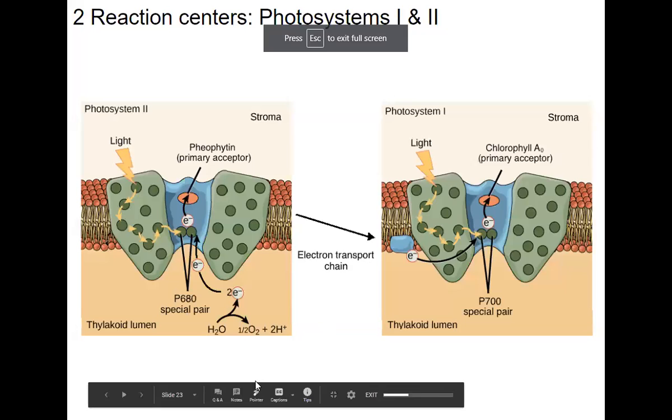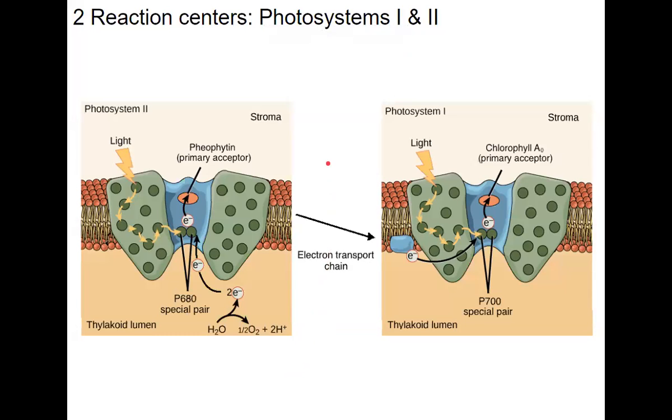Okay, so those two photosystems that I was referring to are drawn here for you. Photosystem 2 and photosystem 1. As I mentioned in the video, photosystem 1 is the one that was discovered first, so that's why it has the number 1. But when we talk about the process, we're actually always going to start with photosystem 2. That'll become more clear why we start there in a moment.